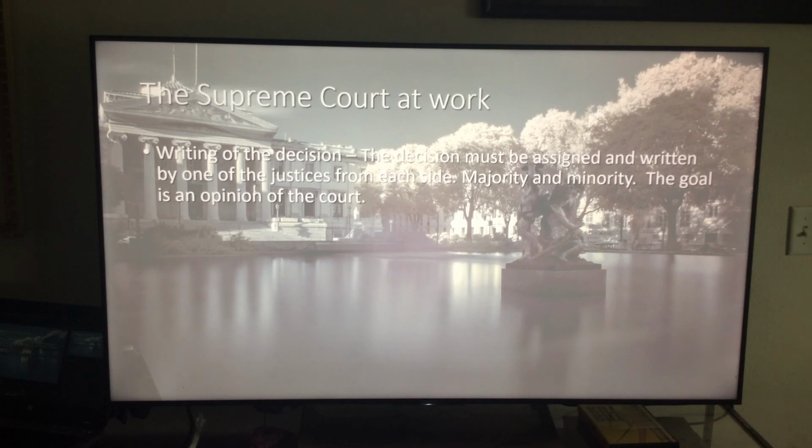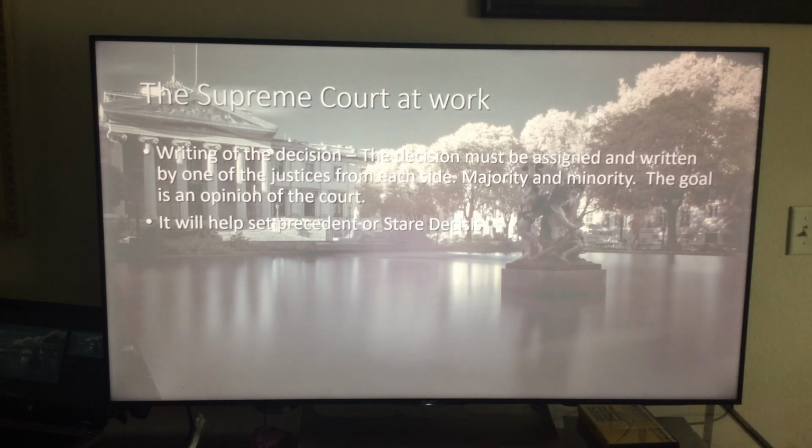Last part of this is writing of the decision. Decision must be assigned and written by one of the justices from each side, majority and minority. The goal is the opinion of the court. So you want a written decision because it sets stare decisis. It sets precedent, so that if another case comes along that's similar to this, they will use this case to come up with their decision. So that's why the written decision is probably the most important part of the whole process. So those are all the steps you need to go through if I was to ask this essay question.